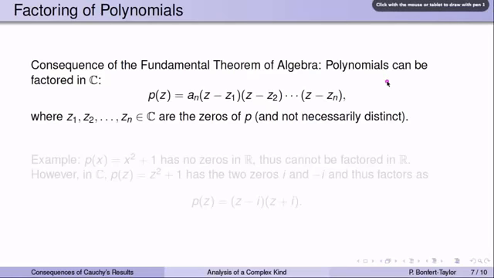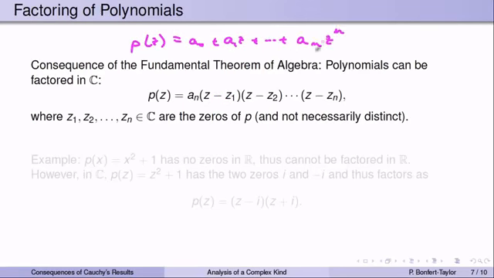A consequence is that you can factor polynomials in C. Any polynomial of the form that we just saw before, so P of z was a_0 plus a_1 z, and so forth, through a_n z to the n, can be rewritten as a product, (z minus z_1) times (z minus z_2), all the way through (z minus z_n), where these numbers z_1, z_2, through z_n are the zeros of P. So those points, when you plug them in, P is equal to 0. They're not necessarily distinct, but there's n of them right here.